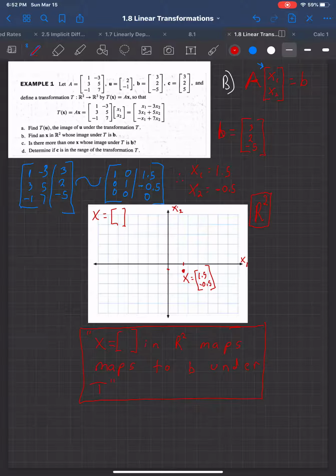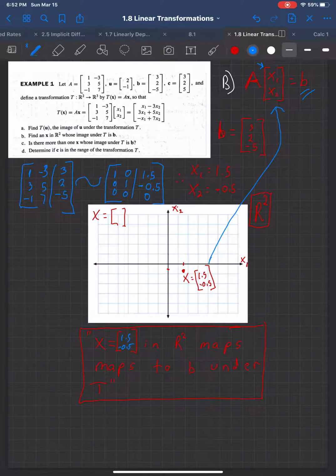Okay, so if you're ever second guessing yourself, just think about what you have available. You can always plug this vector, the x, back in, multiply by matrix A, and see if you in fact do get matrix B. So what is the answer to that question? The answer is the following vector. This is the x from R2 that maps to B under T.